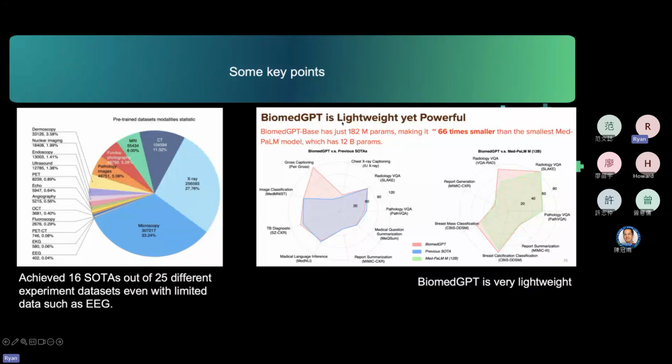And BioMedGPT is also very lightweight, but very powerful compared to MedPaLM here. The result is almost similar or even better, but the MedPaLM model has 12 billion parameters, while BioMedGPT has only 182 million parameters, which makes it a very lightweight model, but very powerful.